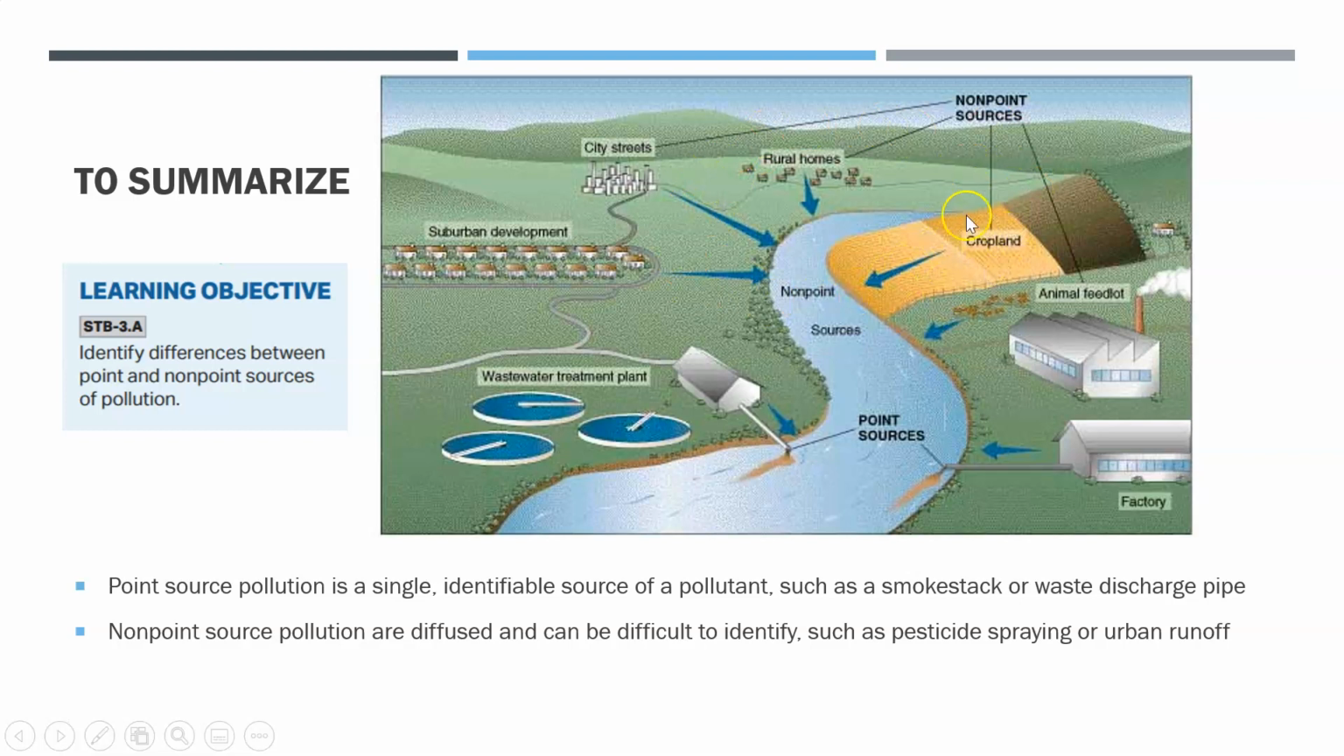These are all non-point. Animal feedlots, there's those nitrates from the feedlots going into the water, versus our point source where we see the effluent pipes coming from the factory and the wastewater treatment plant. Point sources, which are much easier to control than our non-point source pollution.